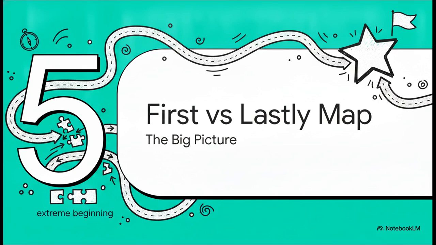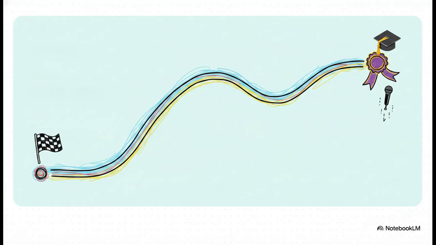Section 5. The first versus lastly map. Let's look at the big picture. Imagine I'm mapping this out right here on the whiteboard for you. On the far left side, we have first. This is our ultimate starting point. You use it in casual speech and writing. First, wash your hands before cooking.